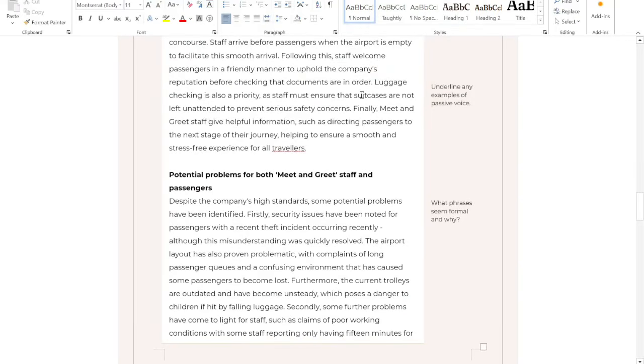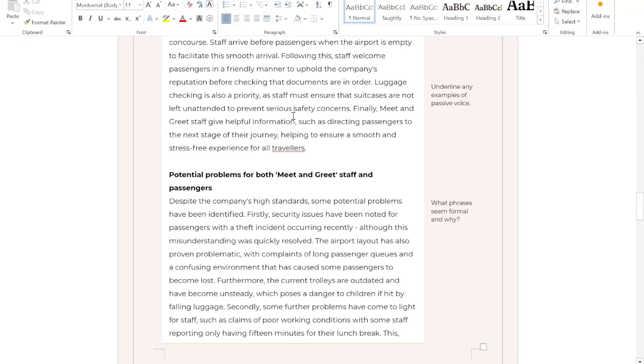Potential problems for both meet and greet staff and passengers. Despite the company's high standards, some potential problems have been identified. Firstly, security issues have been noted for passengers, with a theft incident occurring recently. Although this misunderstanding was quickly resolved, the airport layout has also proven problematic, with complaints of long passenger queues and a confusing environment that has caused some passengers to become lost. Furthermore, the current trolleys are outdated and have become unsteady, which poses a danger to children if hit by falling luggage.